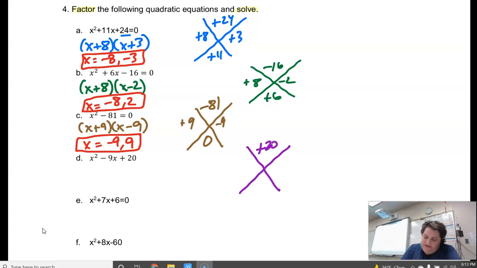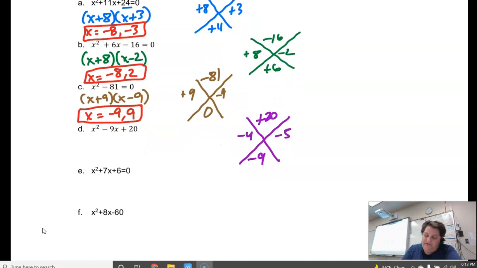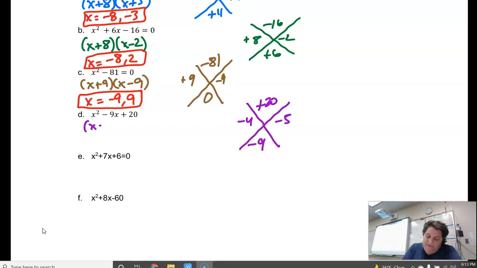What multiplies to make 20 and adds to make 9? This could be minus 4 and minus 5. Now, this doesn't have an equals 0 right now. If it doesn't have an equals 0, I would leave it like that because that's factored. But I'm going to go ahead and put an equals 0 right here and solve it. And when I solve it, I would get 4 and 5.